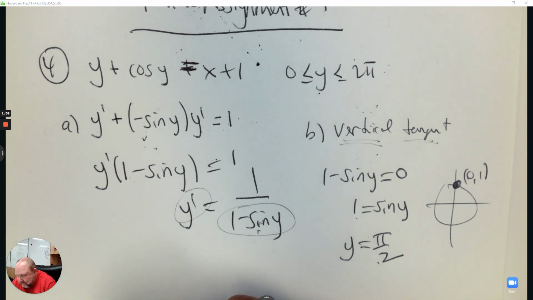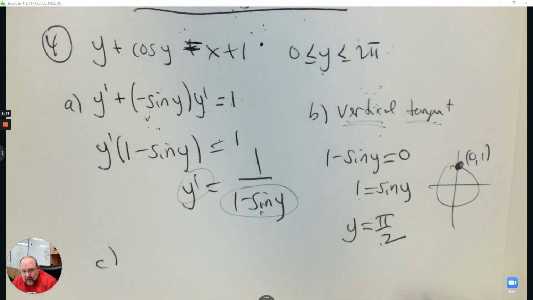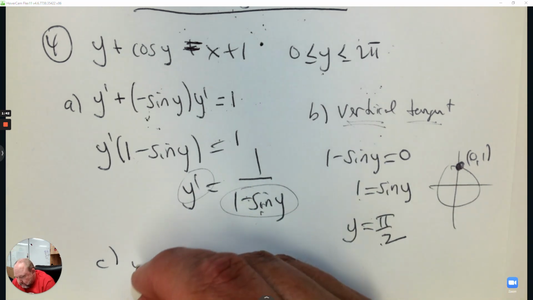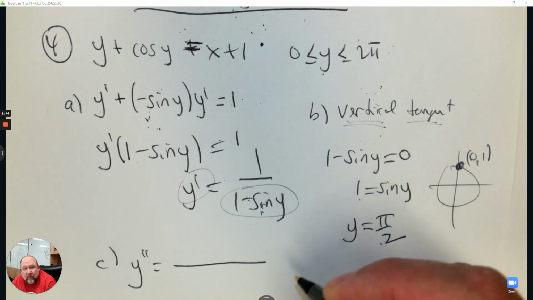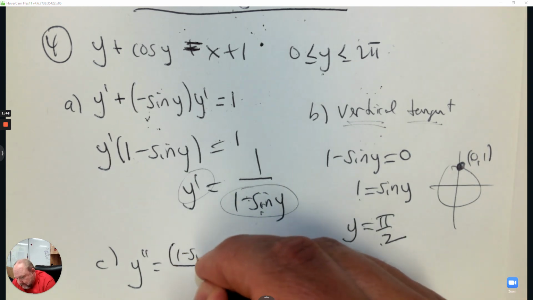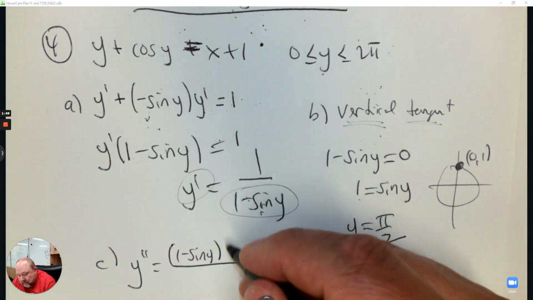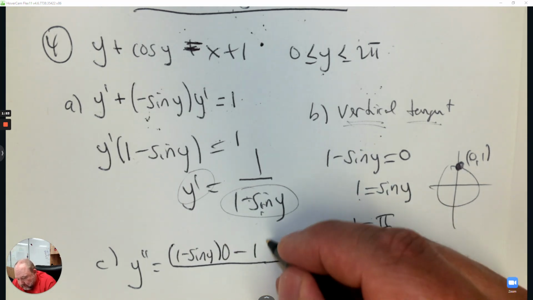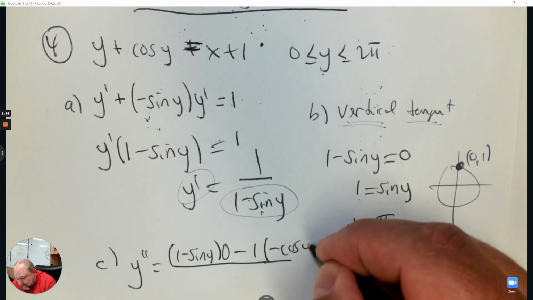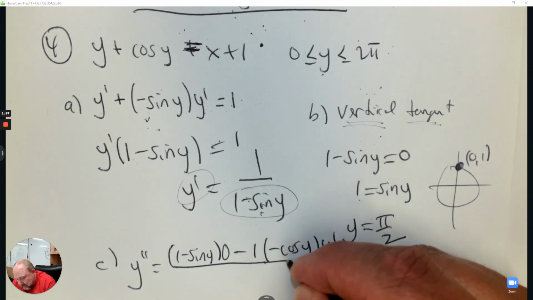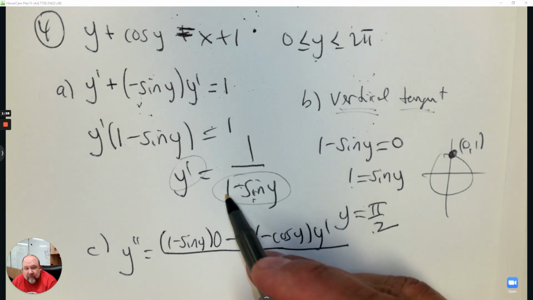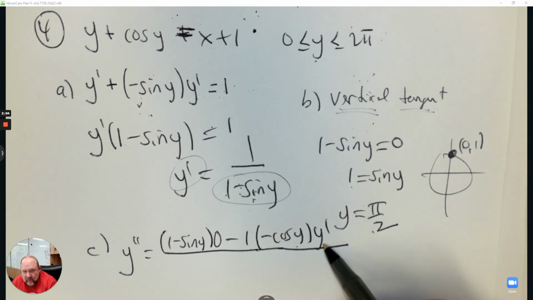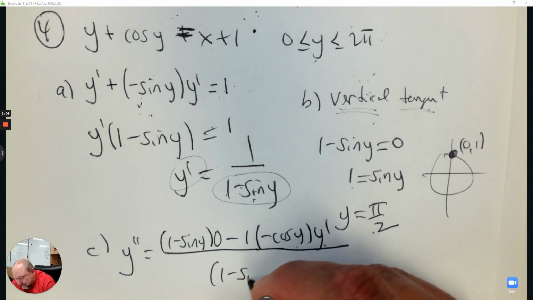Part C, do the second derivative. So we're going to have to do the quotient rule. That's the bottom times the derivative of the top minus the top times the derivative of the bottom. So the derivative of 1 is 0. Negative sine would be negative cosine, but it needs a hook y prime, and then the bottom squared.